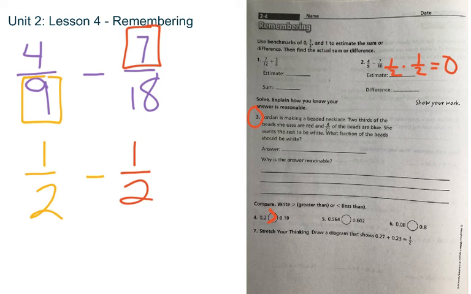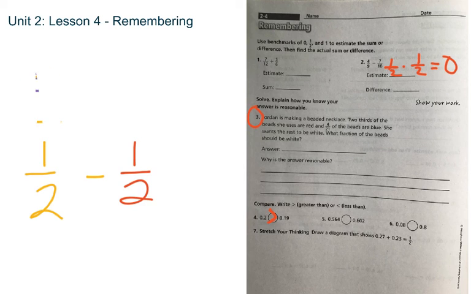When you solve the problem, you're going to have to actually write out the problem, find a common denominator, which is pretty easy with 9 and 18 being your denominators. Find a common denominator and then complete the subtraction problem.